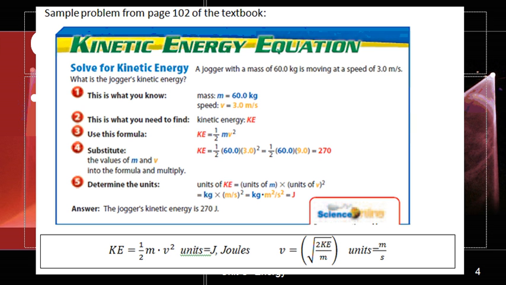This is the sample problem from the textbook. It states a jogger with a mass of 60 kilograms is moving at a speed of 3 meters per second. What is the jogger's kinetic energy? So let's see how we can plug this into the formula and find out the value for kinetic energy.